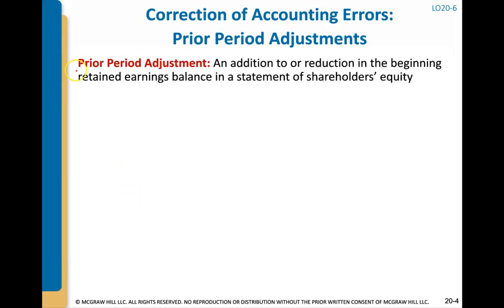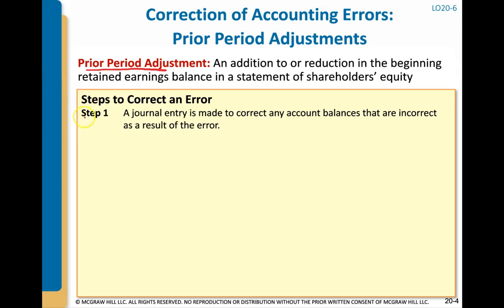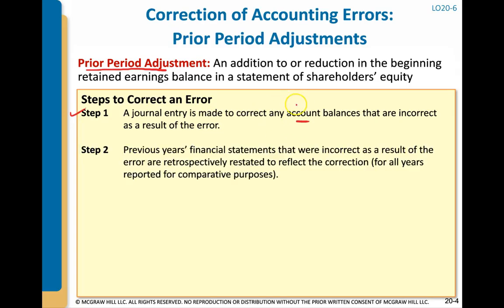When we need to reflect an adjustment to retained earnings because of a correction of an error, the way we do that is we show what's called a prior period adjustment on the face of the financial statements. And this is just an adjustment to the beginning retained earnings. So when we have an error, the way we correct it is step one, in the year that we discover the error, we have to record a journal entry to correct any of the account balances that are incorrect as a result of the error.